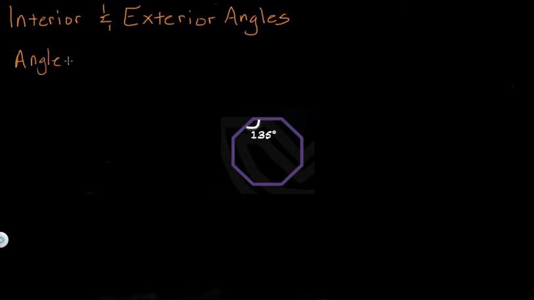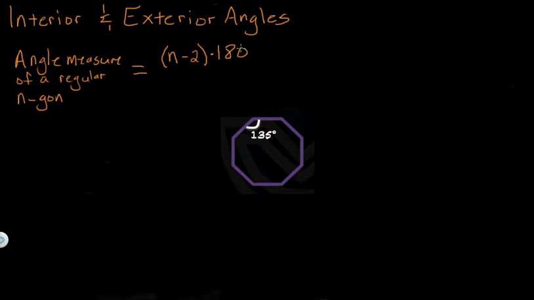So the angle measure of a regular n-gon is going to be equal to n, which is the number of sides, minus 2, times 180, divided by the number of sides.